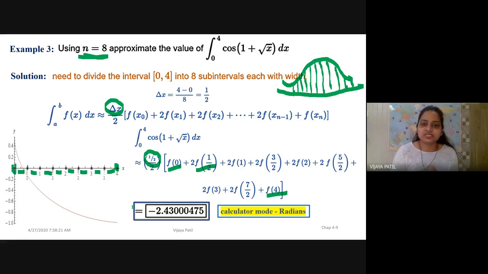Today's session we have discussed the trapezoidal rule. In continuation with this lecture, we'll be dealing with Simpson's rule or Simpson's integration in the next session.